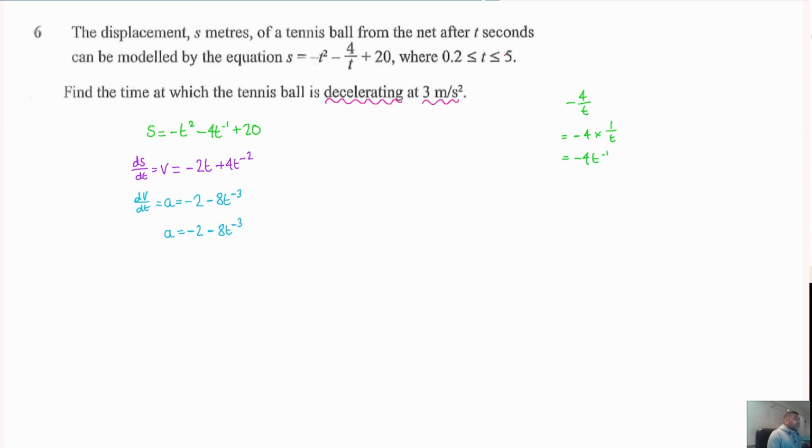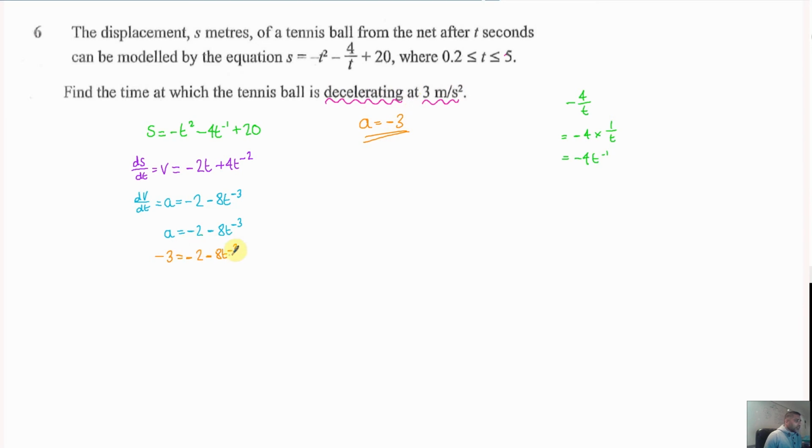Now what's tricky about the wording in this question is that the ball is decelerating at 3 meters per second squared. Think of it like this: what that's telling us is that our acceleration will be minus 3. And that was the main mistake that people made there. So when the acceleration is minus 3, when it's decelerating at a rate of 3 meters per second squared, minus 3 equals minus 2 minus 8t to the power of minus 3.